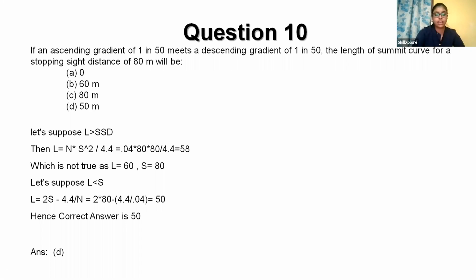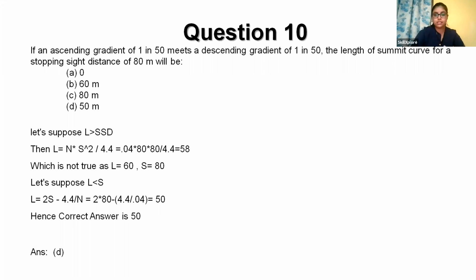We have to assume one thing at first itself. If length is greater than stopping sight distance, we have to choose this formula, that is L is equal to N into S square divided by 4.4. What is N? Here the slopes are given, ascending gradient 1 in 50, descending gradient 1 in 50. The N is the difference between these slopes, one is ascending and the next one is descending. So 1 by 50 minus minus 1 by 50, so it is like 1 by 50 plus 1 by 50. The answer will be 0.04. So that is the N.